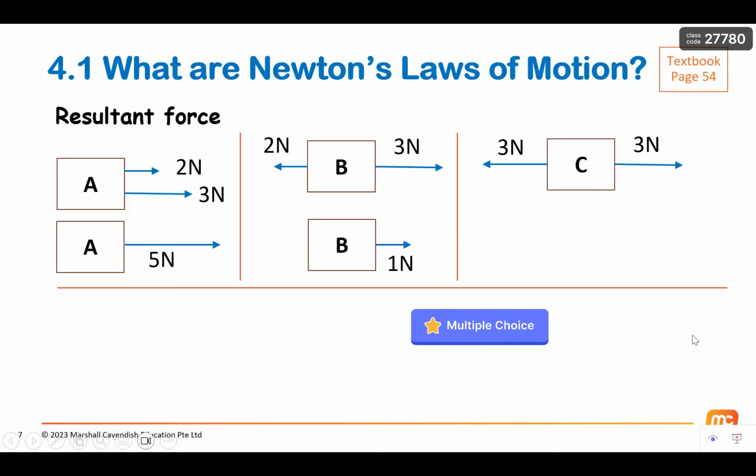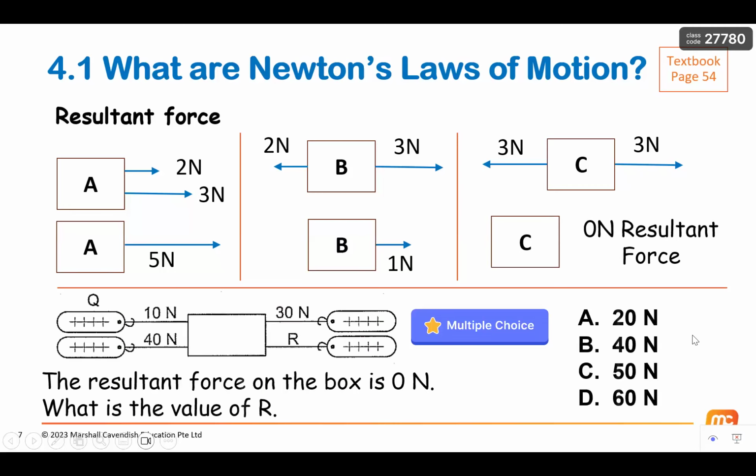And for C, 3 newtons and 3 newtons acting in opposite directions, we say that box C actually has 0 resultant force. It doesn't mean that there are no forces acting on C at all. There are forces acting on C, which are 3 newtons and 3 newtons, just that they are in opposite directions. So we say that box C has 0 resultant force. Okay, so to test your understanding, let's look at this question. You may pause the video to think of the answers.